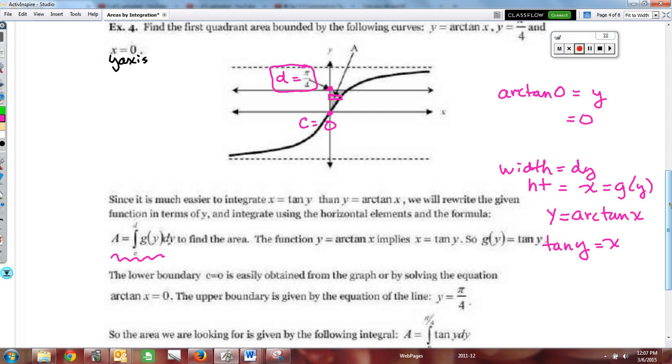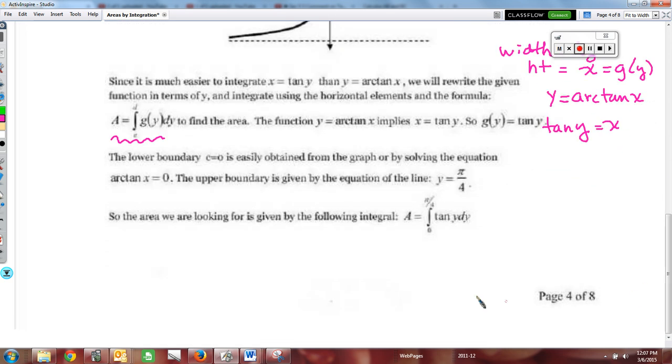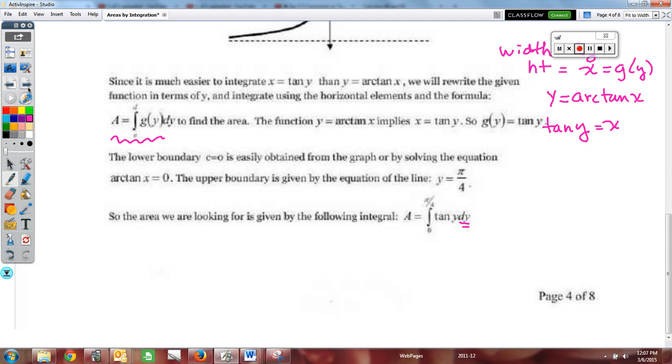And so hopefully you can see down here that we're basically calculating the integral from our low of 0 up to our high of pi over 4 for our y values. There's the width of my rectangle is dy, and then the height of the rectangle, x, as a function of y by doing tangent of y.